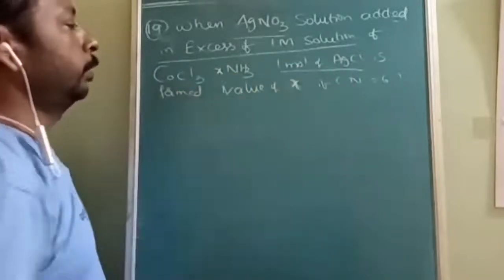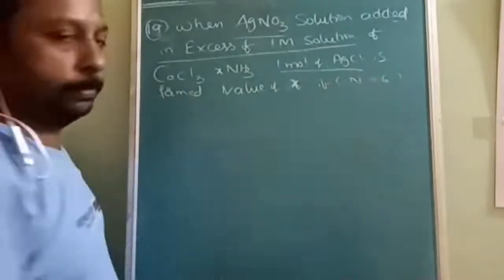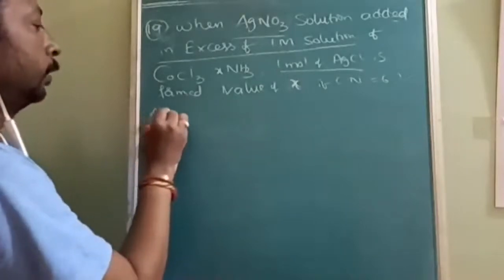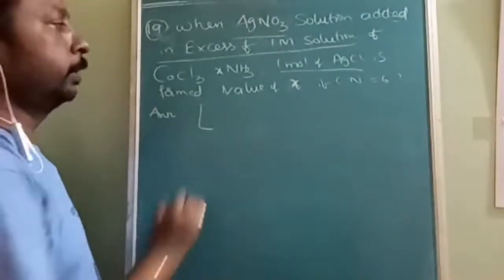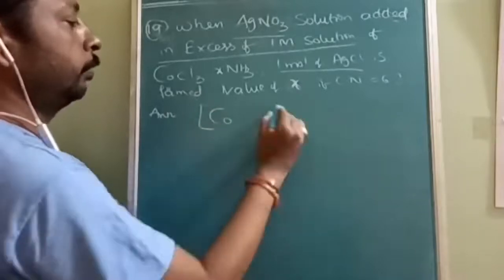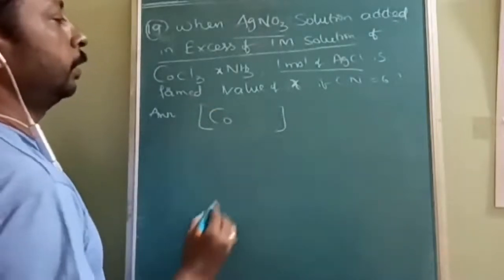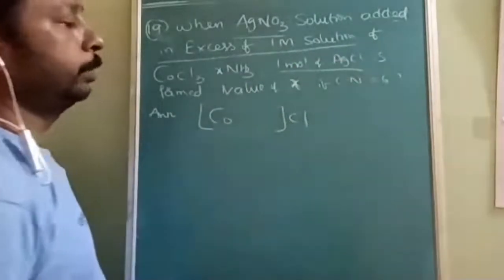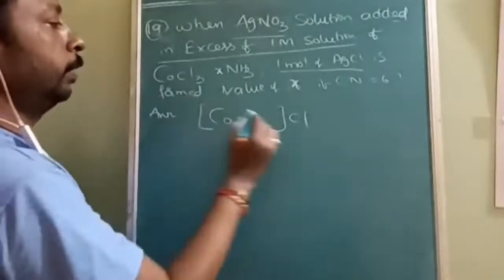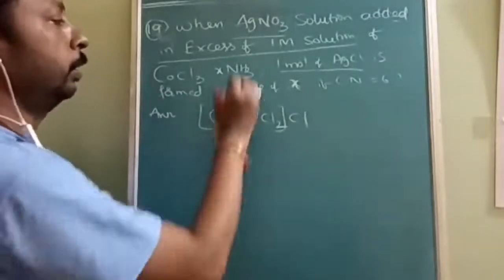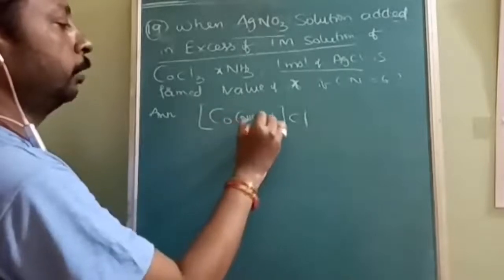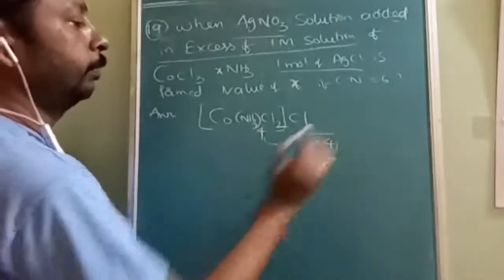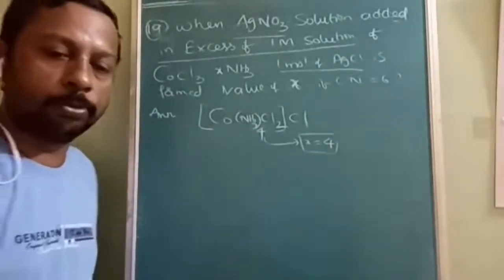Okay, the coordination number of cobalt is 6. These types of questions are asked very frequently. So the coordination number is 6, which means you have to keep a total of 6 ligands inside. As per this, only 1 mole of AgCl is formed, so 1 mole of chlorine must be outside. The remaining 2 chlorines will be inside, so how many ammonia will be required? 4 moles of ammonia. That means x is equal to 4. Very simple question, but you should know the approach.